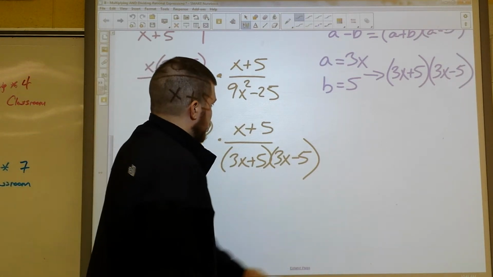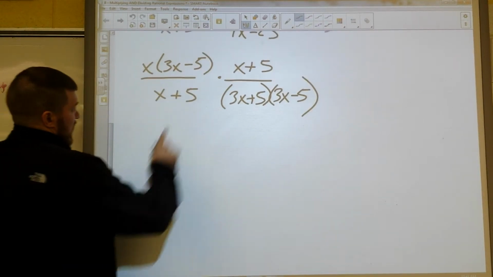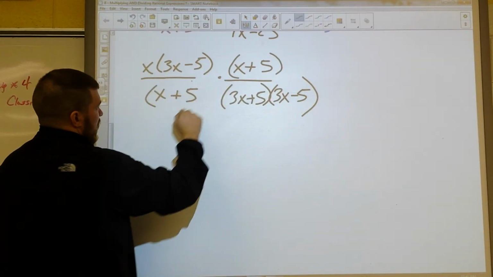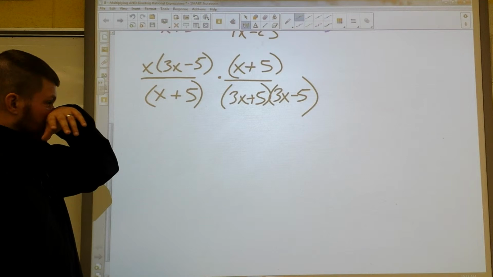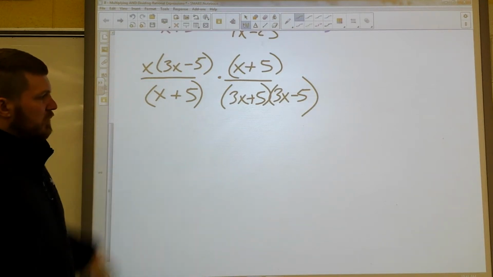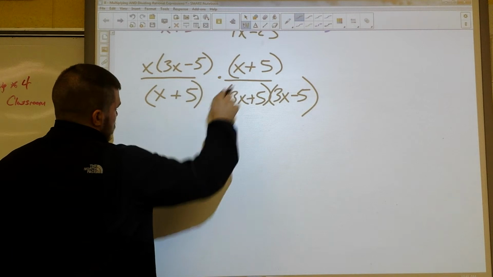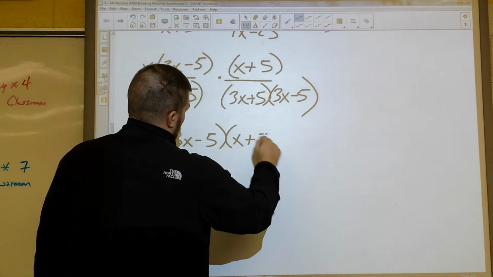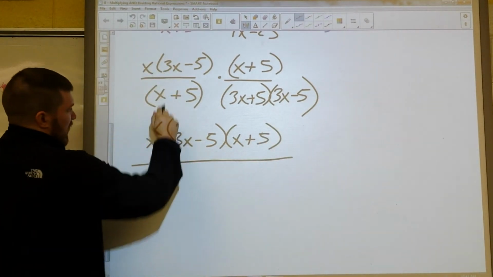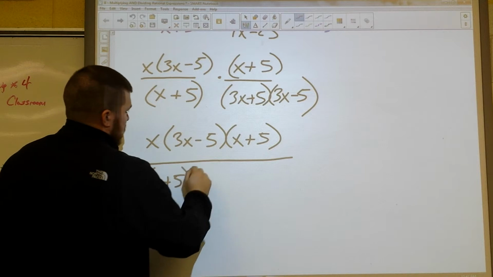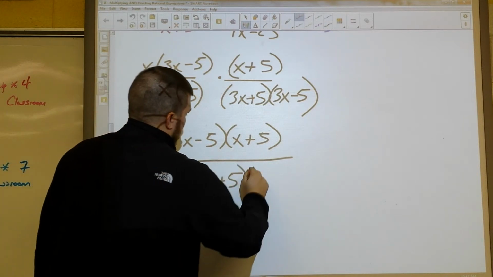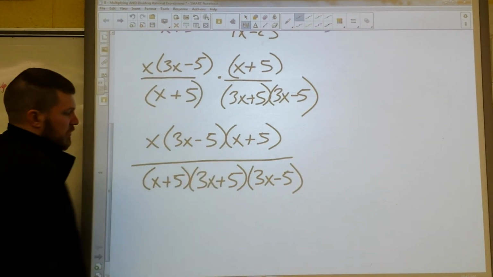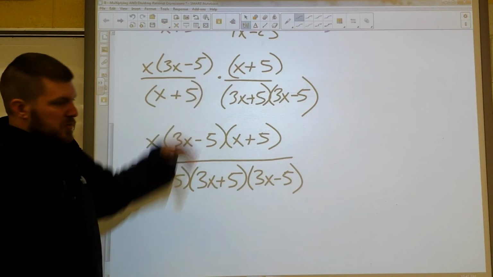Multiply straight across. Very first thing you should notice, though, is that x plus 5, there's more than one piece, so that really needs to be in parentheses. Also, same thing down here. X plus 5 is in more than one piece, so it needs to be in parentheses. Individual pieces like x do not require parentheses. So when we multiply straight across, I have x times 3x minus 5 times x plus 5. On bottom, I have x plus 5 times 3x plus 5 times 3x minus 5. Again, remember, when you have parentheses beside parentheses, that indicates multiplication. So we have done this multiplication.